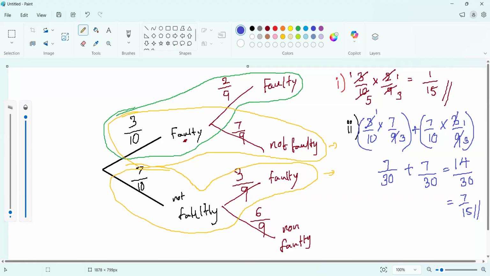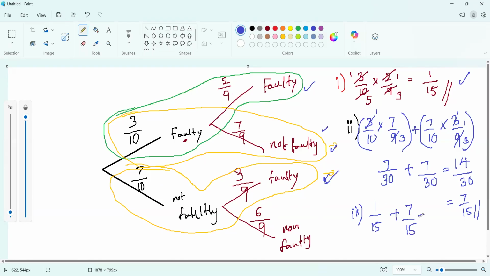And what is the other one? At least one bulb faulty. At least one bulb faulty means it may be both faulty. It may be what? One faulty. Not both are non-faulty. So the previous one, both faulty. What is the probability of that one? We already found both faulty. It is 1 over 15. And exactly one bulb, it's 7 over 15.